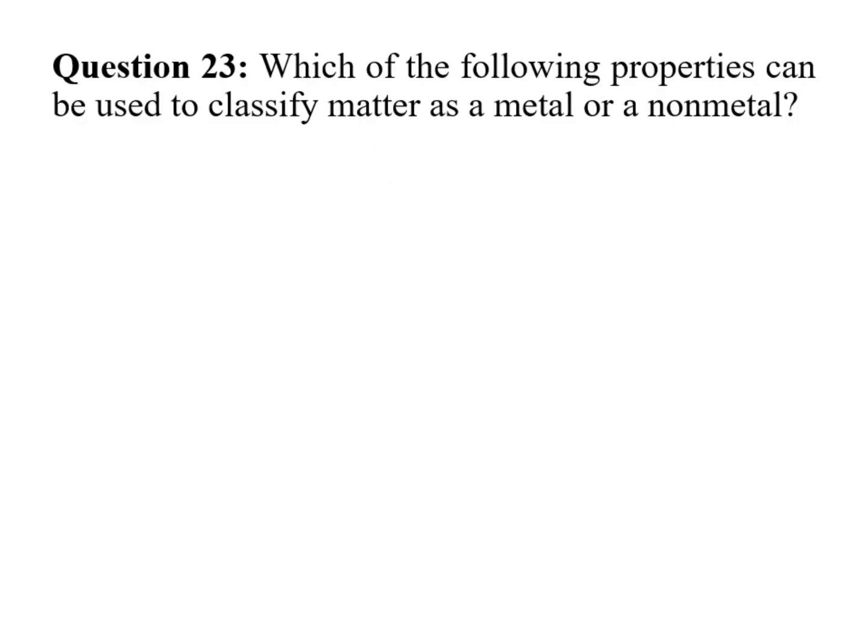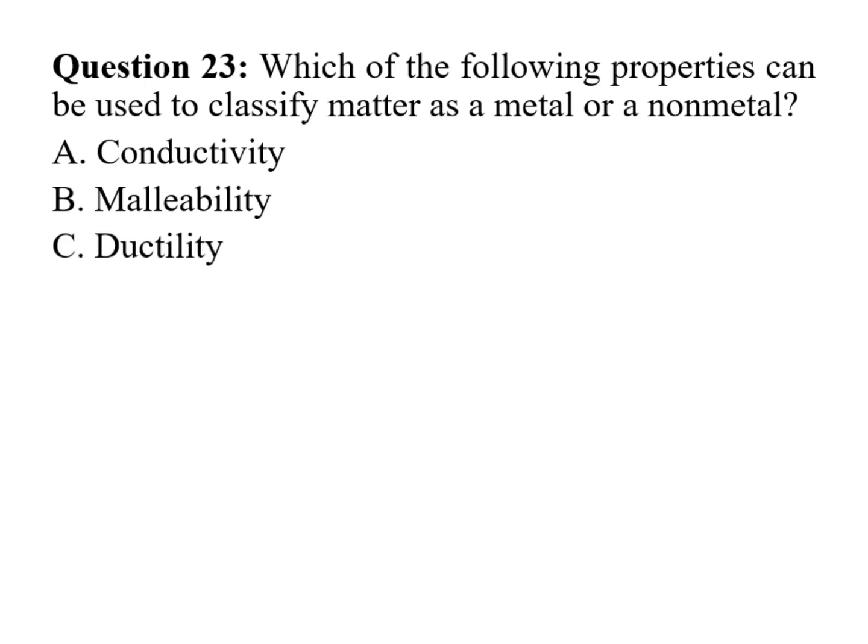Question number 23. Which of the following properties can be used to classify matter as a metal or non-metal? A. Conductivity. B. Malleability. C. Ductility. D. All of the above.